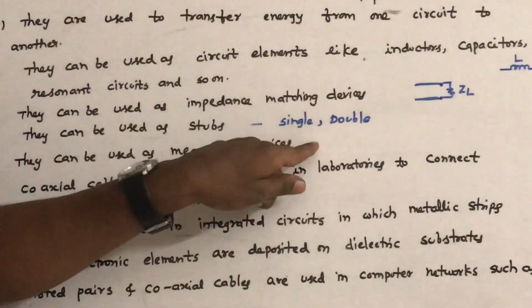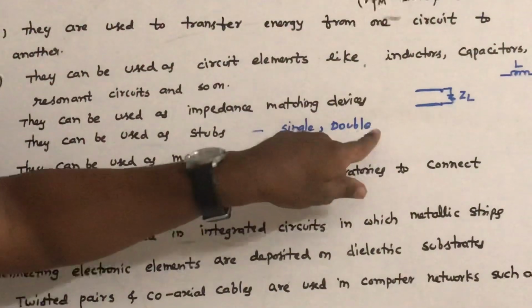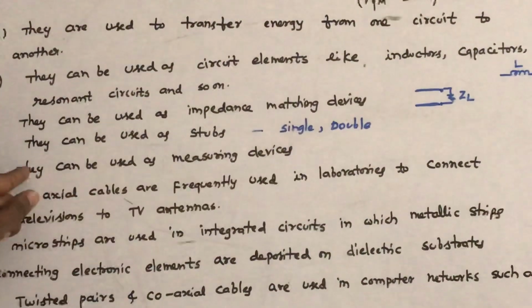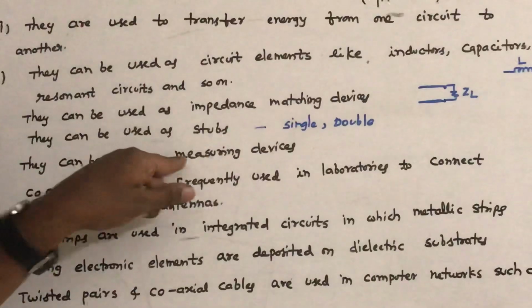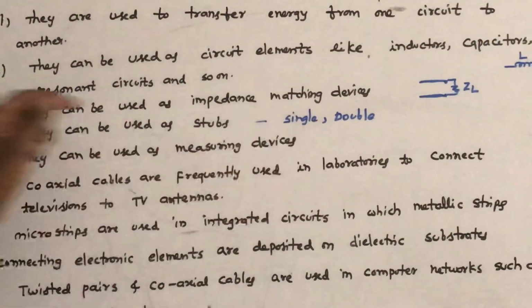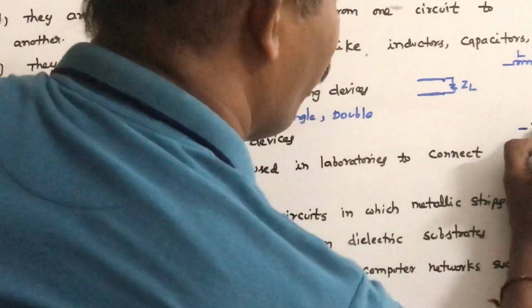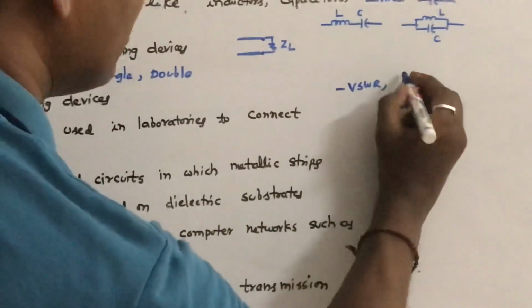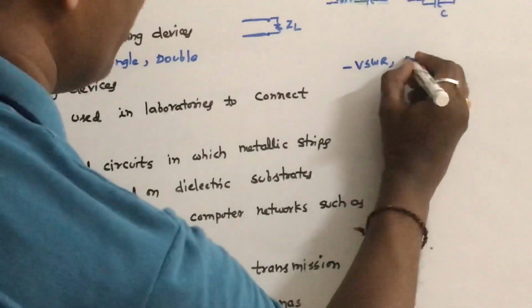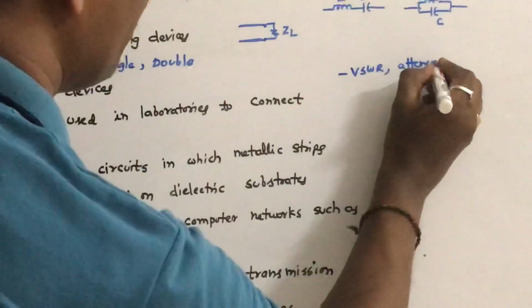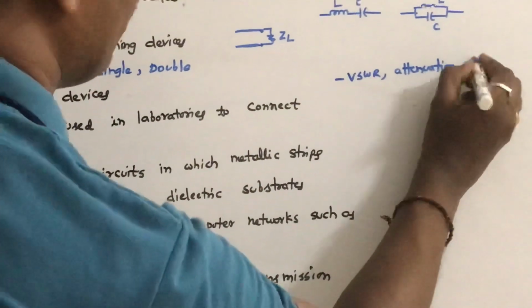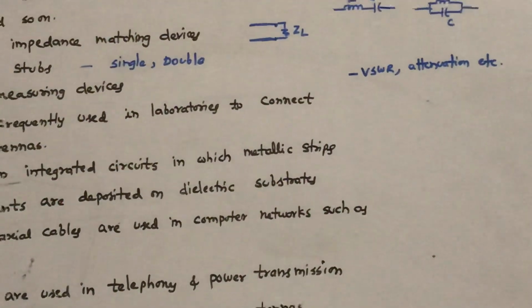They can be used as measuring devices, because transmission lines can be used to measure voltage standing wave ratio, reflection coefficient, attenuation measurement, and many other parameters. Like VSWR, voltage standing wave ratio, we can measure. We can measure attenuation, etc. by using transmission lines.